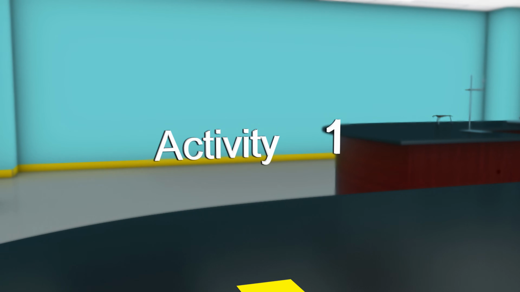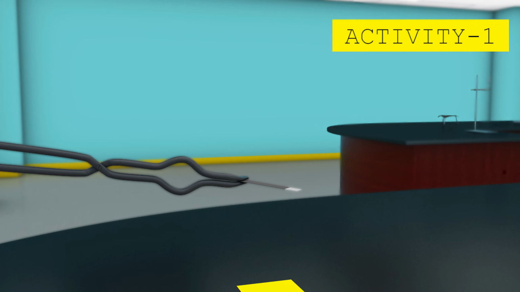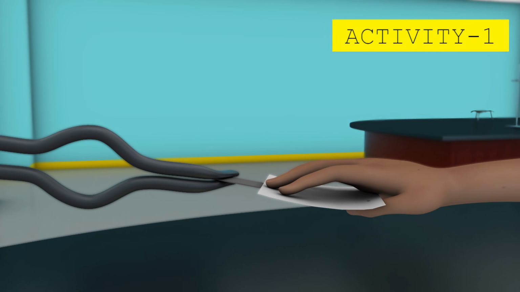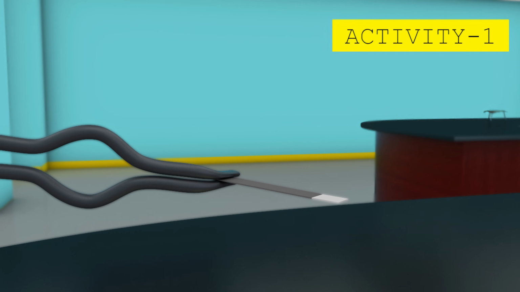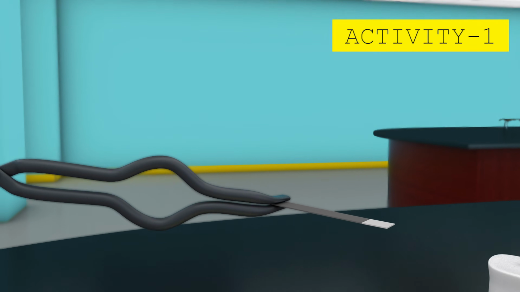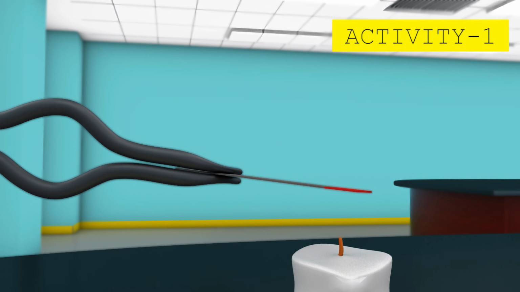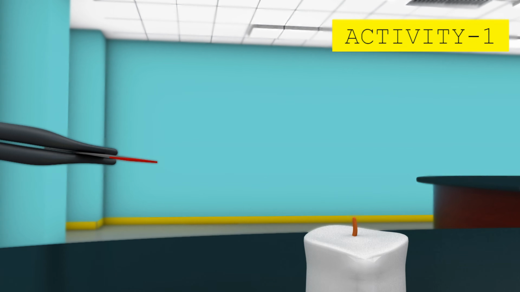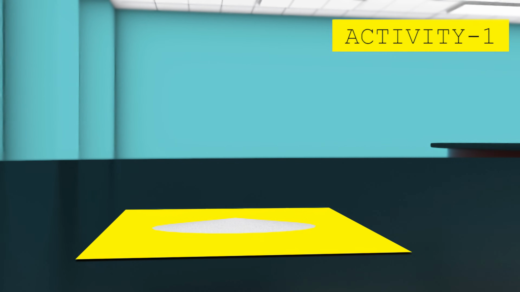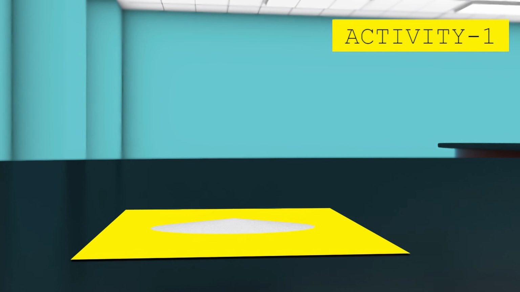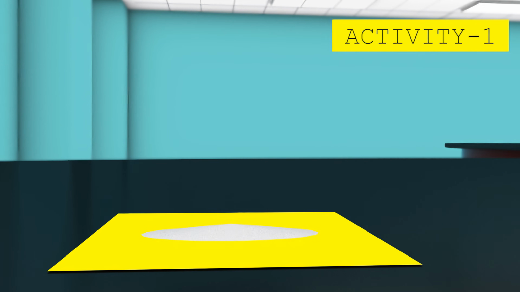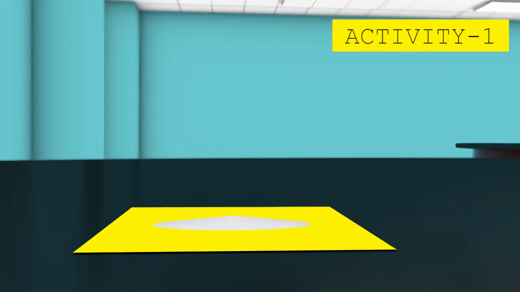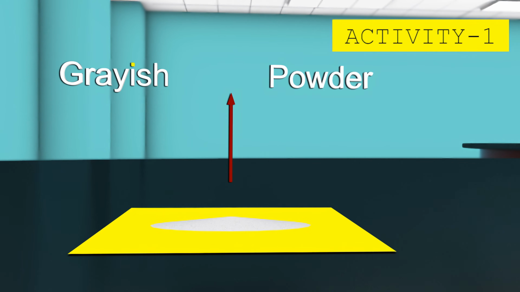Activity 1. Take a small piece of a thin strip or ribbon of magnesium. Clean its tip with sandpaper and introduce the tip into a candle flame. It burns with a brilliant white light. When it is completely burnt, it leaves powdery ash. Does the ash look like the magnesium ribbon? No, it looks like a grayish-white powder.